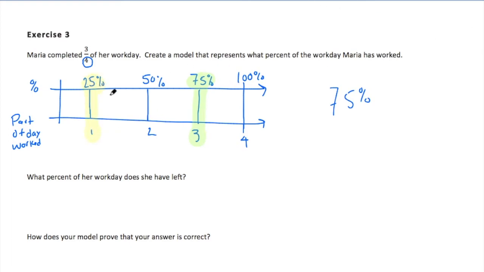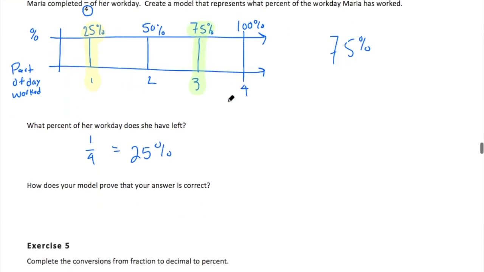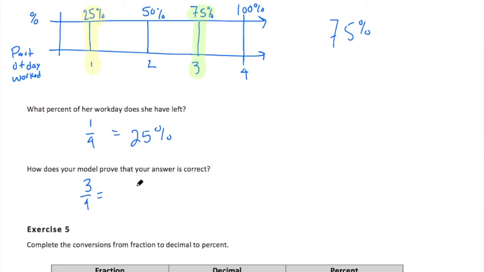What percent of her workday does she have left? Well, that's 1 out of 4. So 25% is 1 out of 4. So 25% of her workday is left. So how does this help? Well, we kind of see everything is divided into fourths. 100 is divided into fourths, and our whole is divided into fourths. So we can see clearly that 3/4 is 75% and 1/4 is 25%.